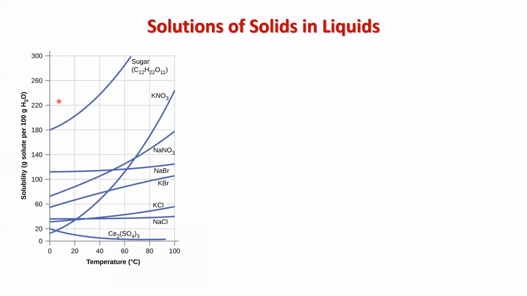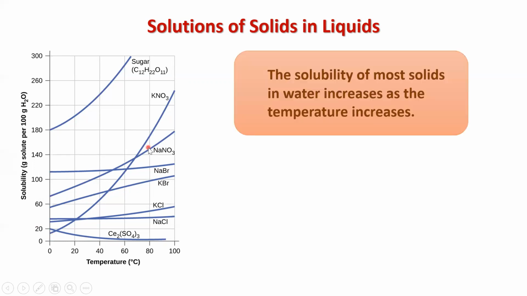Now let's look at another solubility curve. We've got solubility along the y-axis and temperature along the x-axis, but now we're looking at solids. Generally speaking, for solids, as the temperature goes up, the solubility goes up. Now, there are some exceptions, like cerium 3 sulfate. As the temperature goes up, the solubility goes down. But generally speaking, as the temperature goes up, the solubility for solids increases.